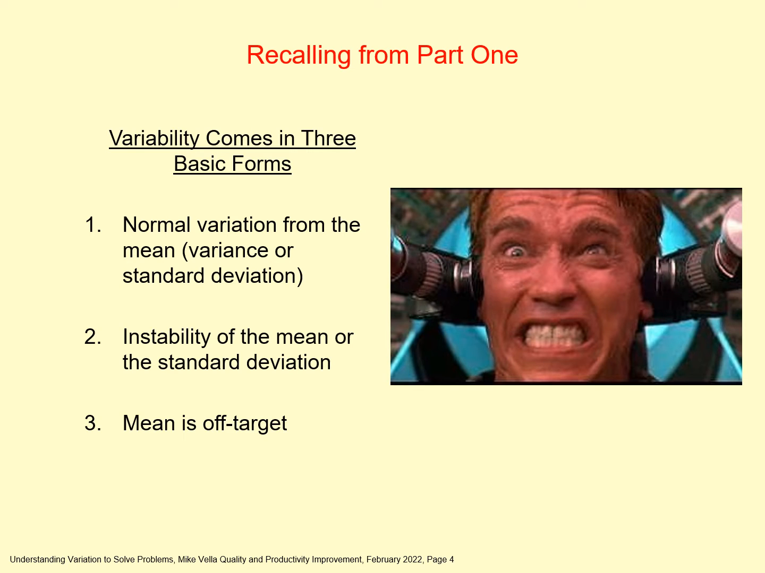Well, Arnold looks like he's in an awful lot of stress in this picture, but you should be able to recall from part 1 that variability comes in 3 basic forms. First, normal variation from the mean, that's described by variance or the standard deviation. Instability of the mean or standard deviation, and mean off target. We'll be going through each one of these in detail.